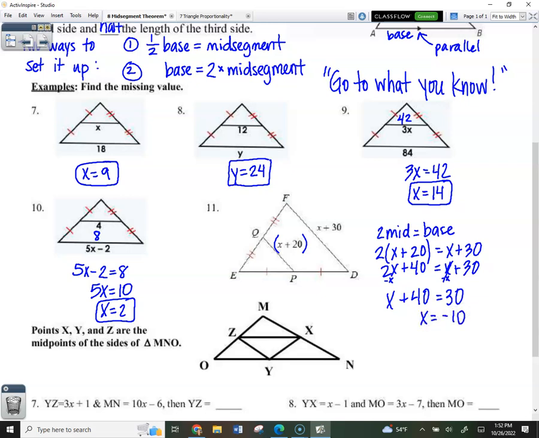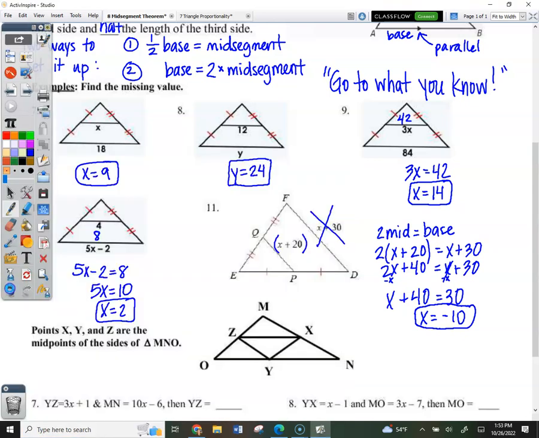Now you should look at this and think to yourself something's wrong. Why should you think at first something's wrong? Because it's negative and we're talking about the length of sides. But go to the picture. Was this just a plain old x? No, it was x plus 30. If it had been a plain old x and I came to a negative, that's your clue that something's wrong. But it's not a plain old x, it's an x plus 30.